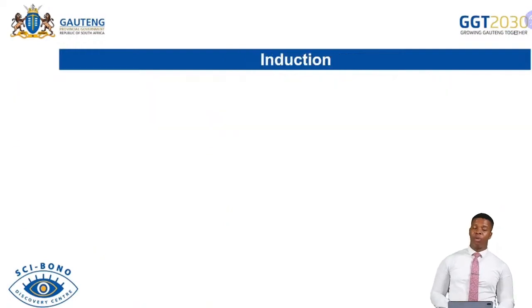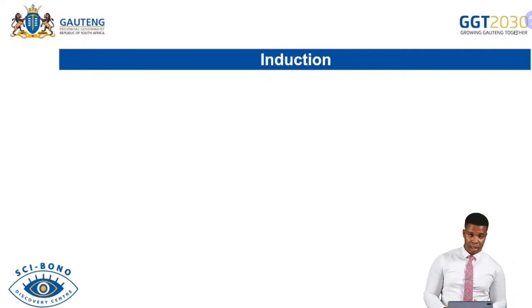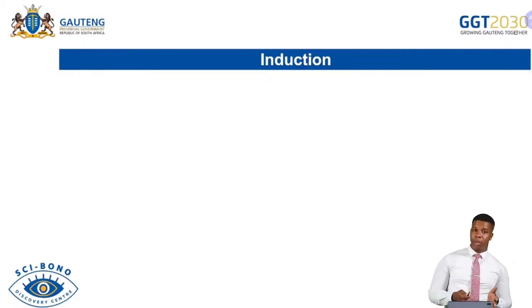Now we will be looking into induction. Since we looked into recruitment, which is a process of attracting a suitable candidate, and we analyzed the impact of using internal or external, and also differentiated between job description and specification, now we look into induction, because after the recruitment we select the suitable candidate, and then after the selection has been done, we have the new employee. That's where induction comes in.